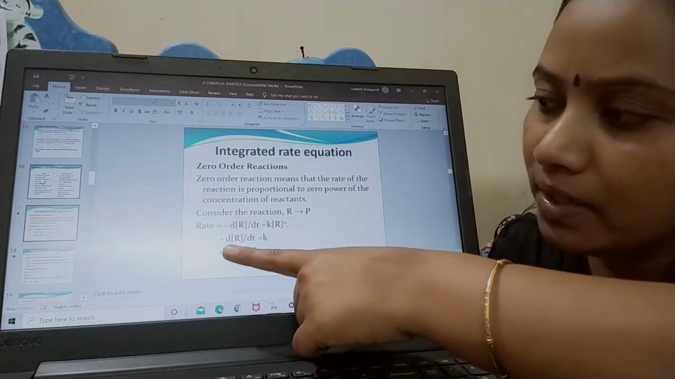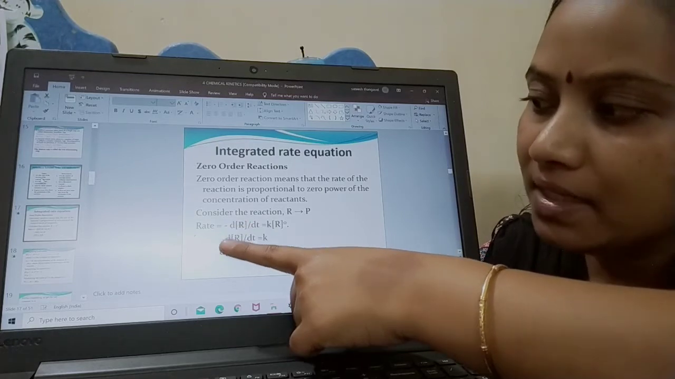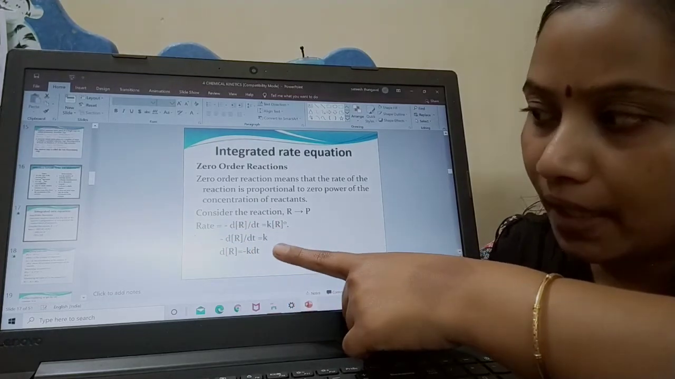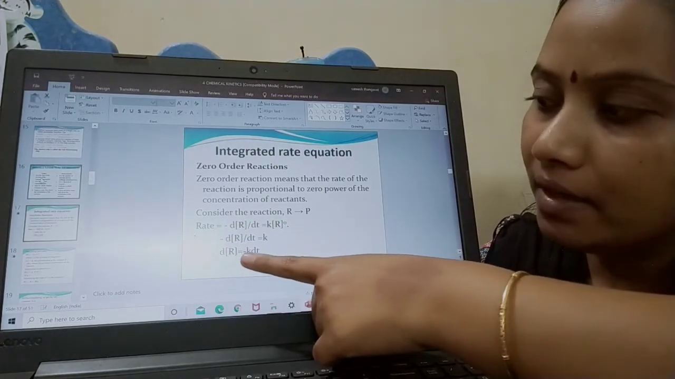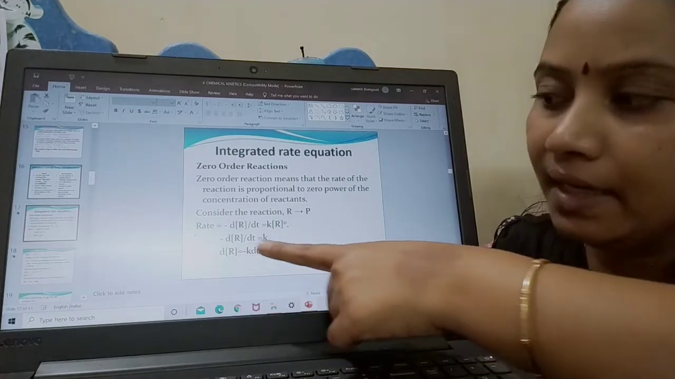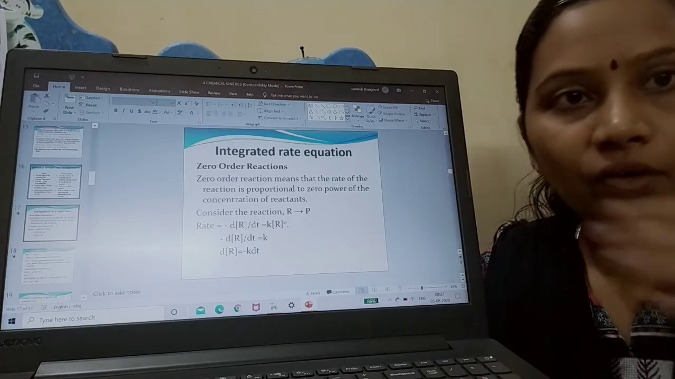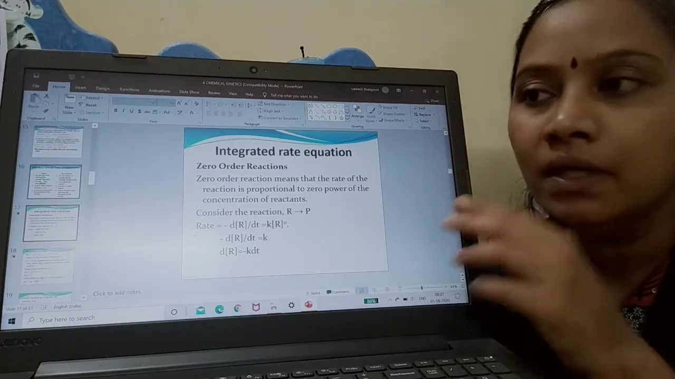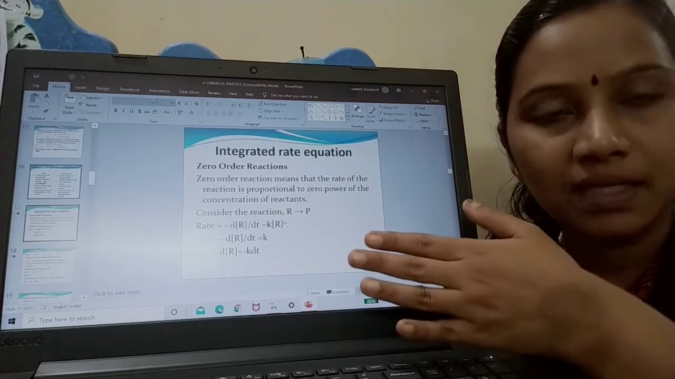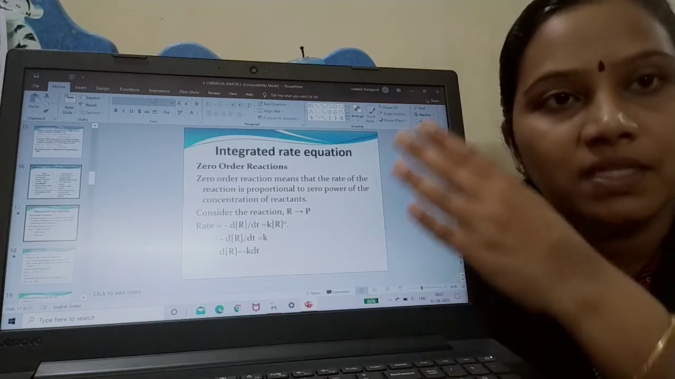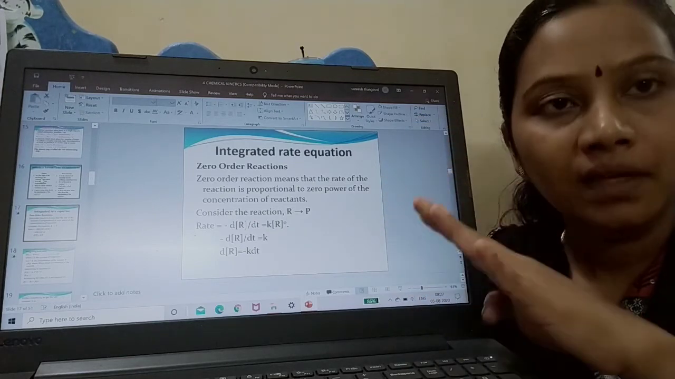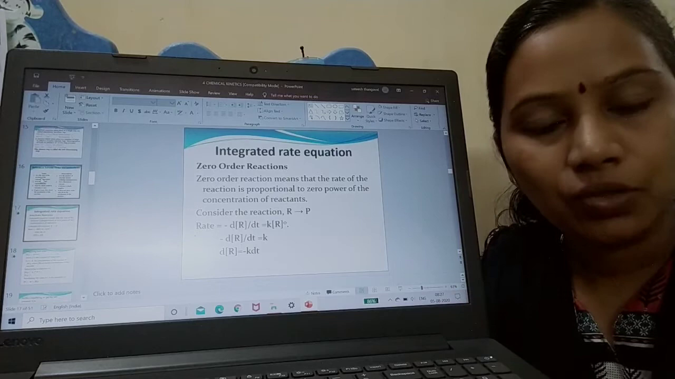I can otherwise write that as minus dR/dt is equal to K, where dR is equal to minus K dt. I have just rearranged the equation. When you are going through this video, try to write in your notebook after listening. Don't look into the video. First look into the video, then mute it, then write the reaction on your own.